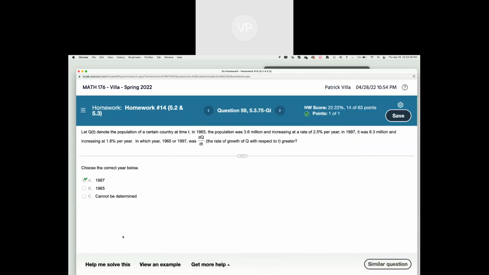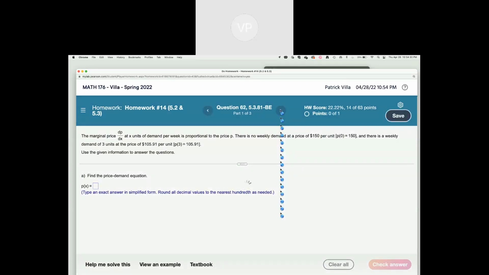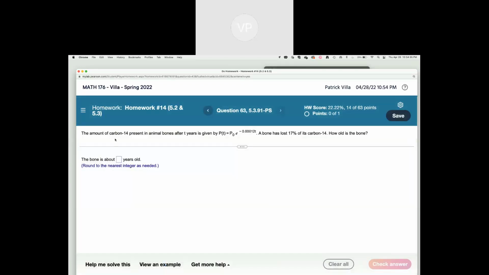Okay? And lastly, let's go to number 63. Get you through this one and then be done with this homework. And we have a carbon-14. Okay, good problem here. Bones lost 17% of its carbon-14. How old is the bone? Exactly what a scientist would do is what we're doing right here in this particular problem. So this is our formula. So this is the given right here. And they tell you it's lost 17% of its carbon.